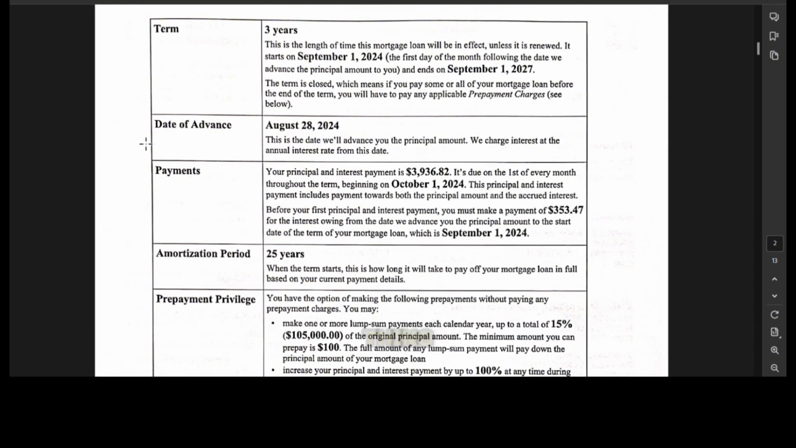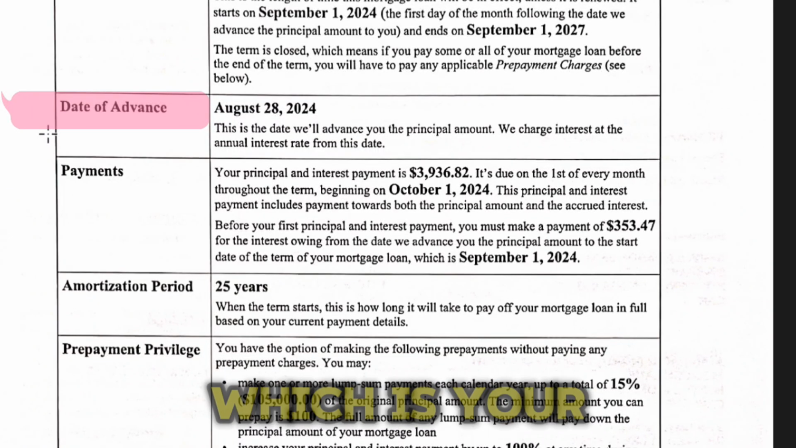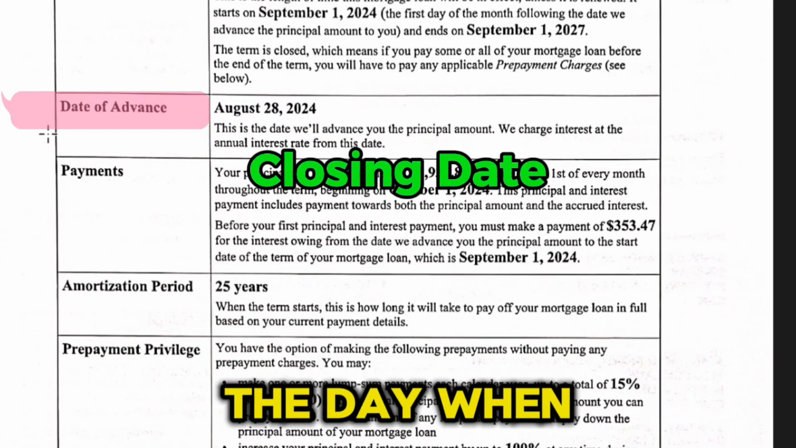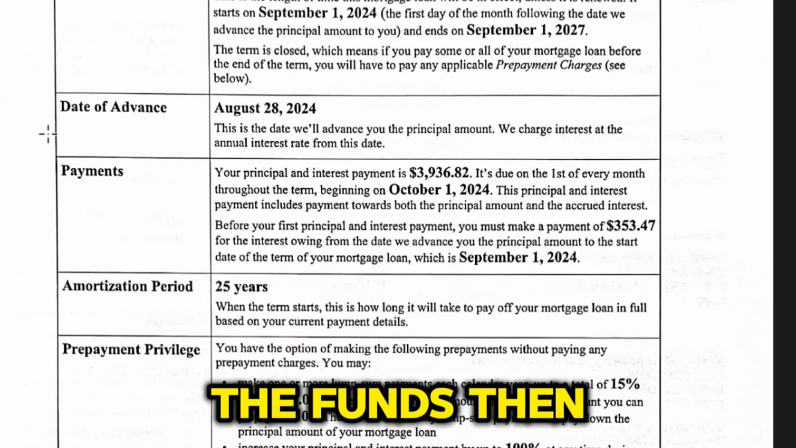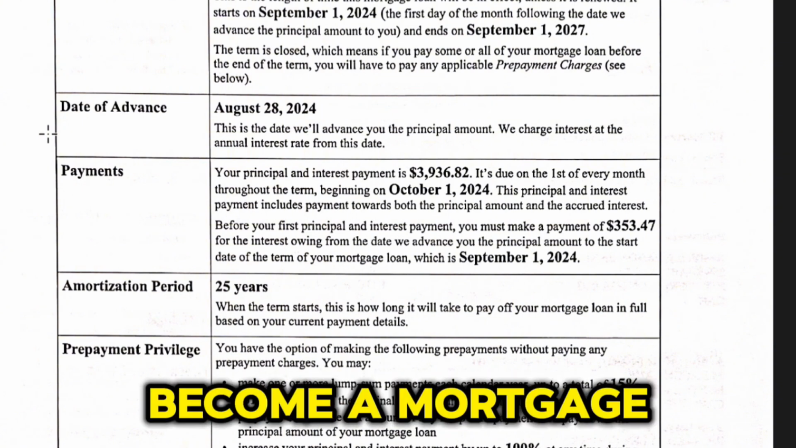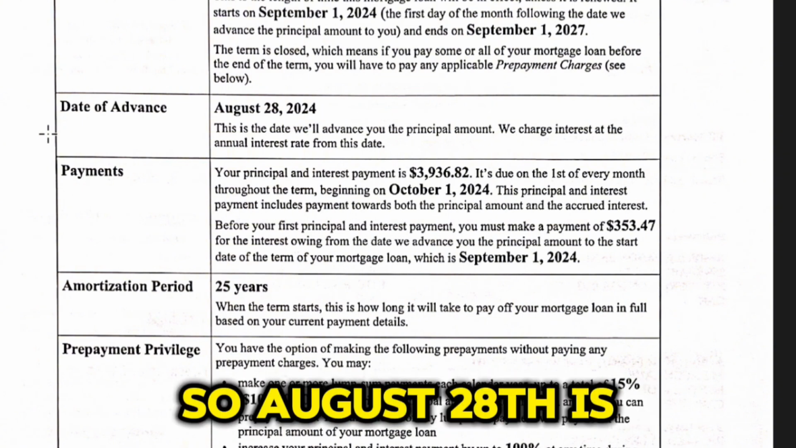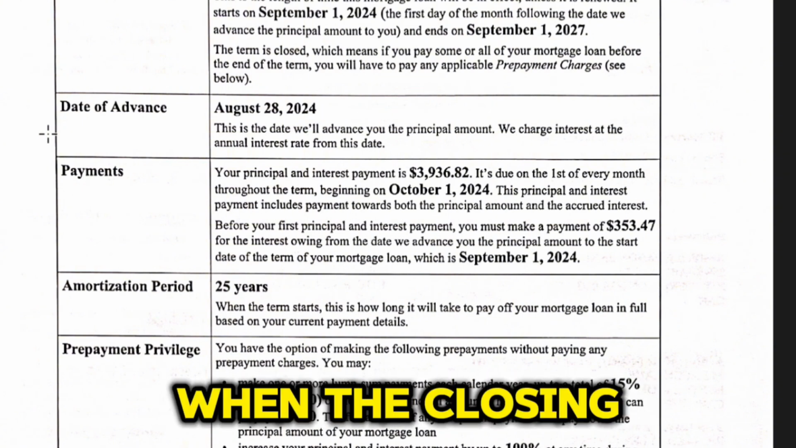So the next important thing you need to check is the date of advance, which is your closing day. This is the day when the bank is going to advance you the funds. Then you are going to become a mortgage holder. So August 28th is the date when the closing is going to happen.